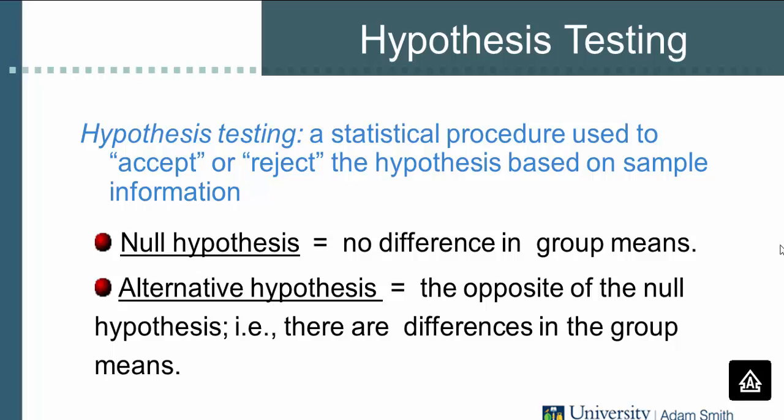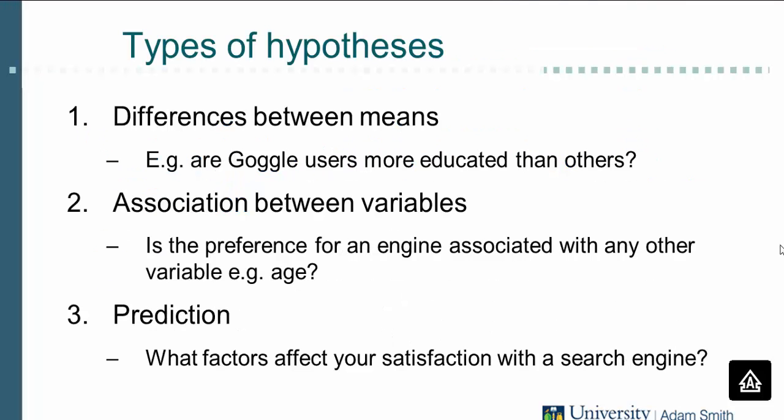This low probability or significance is indicated by p-values. A p-value below 0.05 normally indicates that we can reject the null hypothesis and accept the opposite. We usually test for three types of different hypotheses: the differences between means, associations between variables, and prediction.